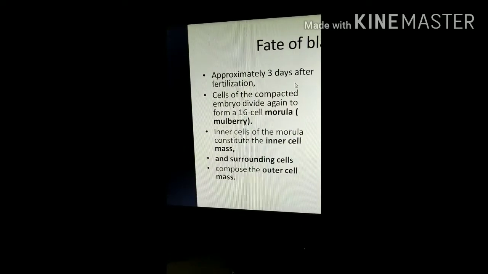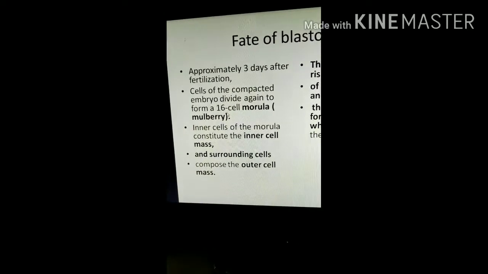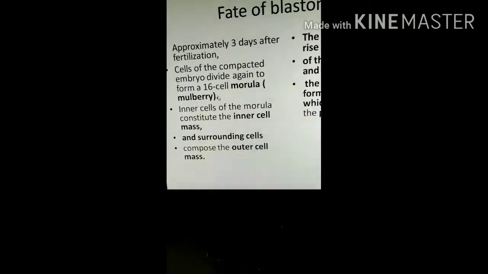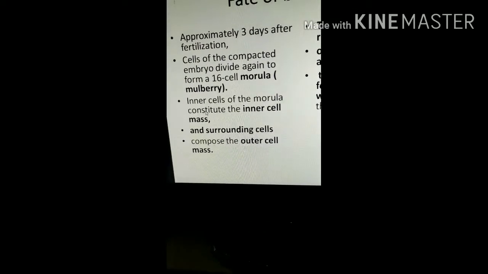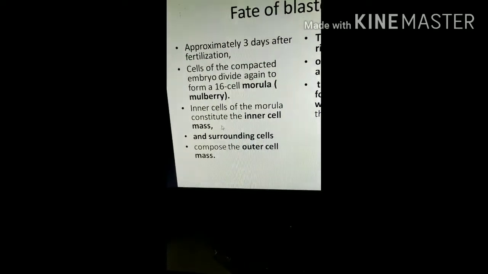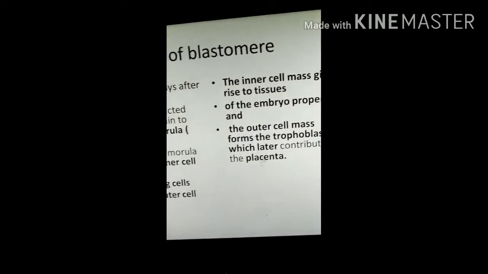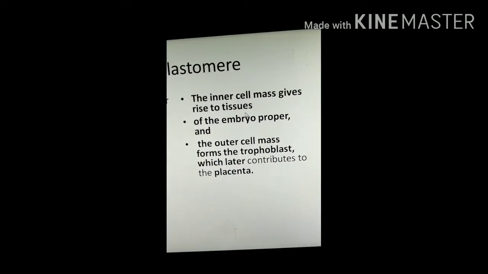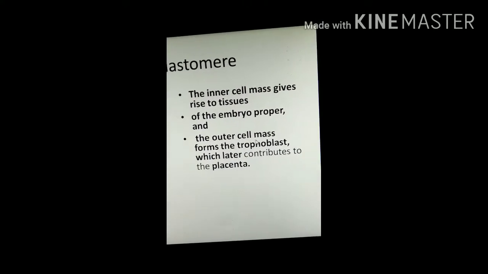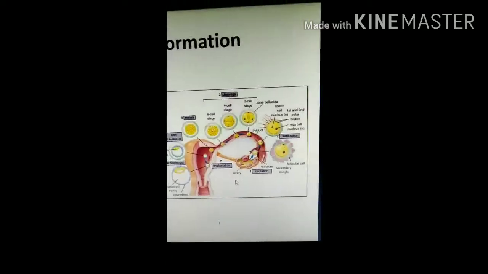Approximately 3 days after fertilization, the cells of the compacted embryo divide again to form the 16-cell morula, a marble-like structure. The inner cells of the morula constitute the inner cell mass and the surrounding cells the outer cell mass. The inner cell mass gives rise to the tissue of the embryo proper, and the outer cell mass forms the trophoblast, which later contributes to the placenta.